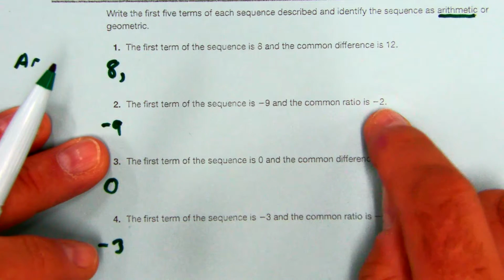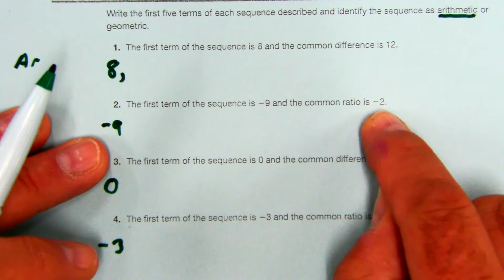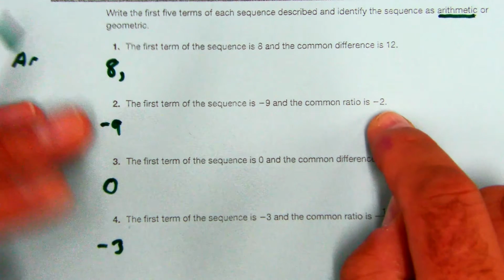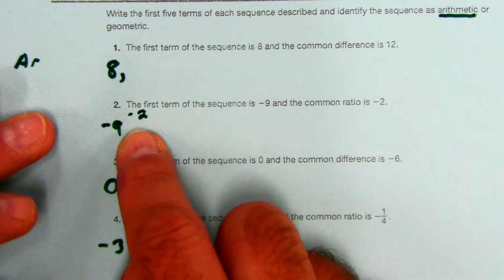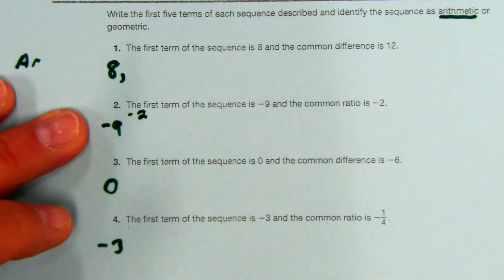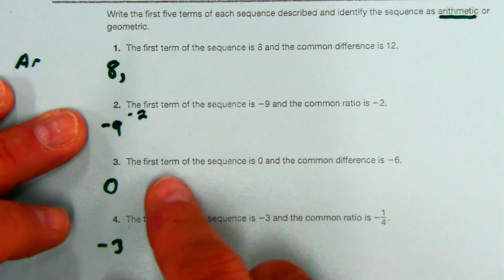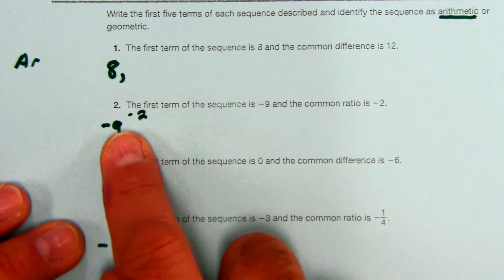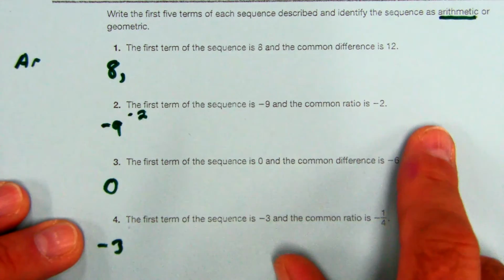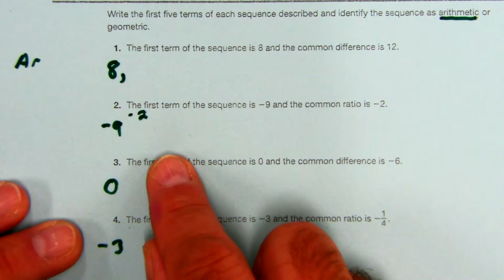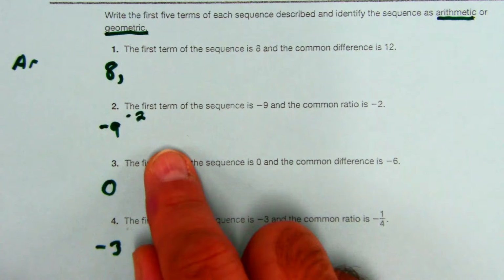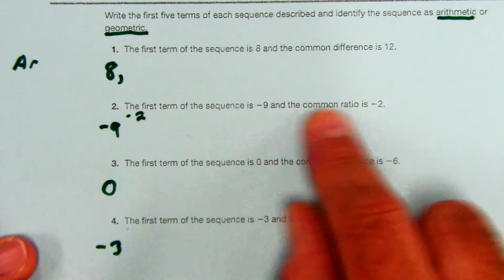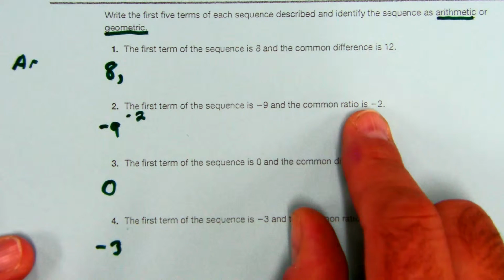Now I'm going to be multiplying because it's a number, not a fraction. And I'm multiplying by -2. So that means each one of these numbers is multiplied by -2. So it's -9 times -2, which is a positive 18. And then positive 18 times -2 is -36. And notice the pattern, it switches signs every time because 2 negatives make a positive. Right? And because we're multiplying, it is a geometric sequence. How do I know I'm multiplying? Because common ratio means multiply or divide.